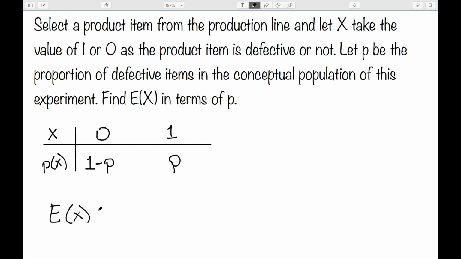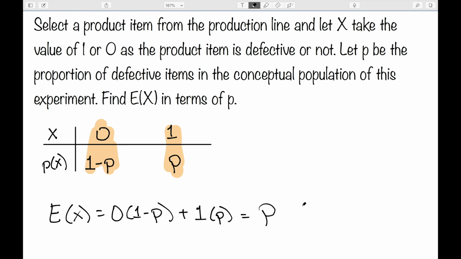So for my expected value, I would multiply down this column. So 0 times 1 minus P. I then multiply the second column and add that in. So plus 1 times P, which is equal to P. So if my only possible outcomes are 0 and 1, the probability of 1 is in fact the mean.